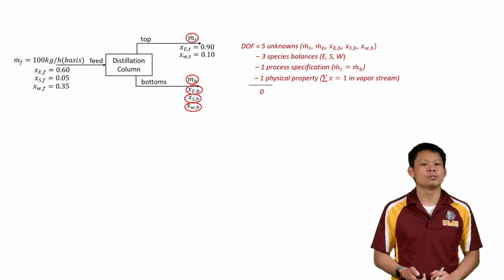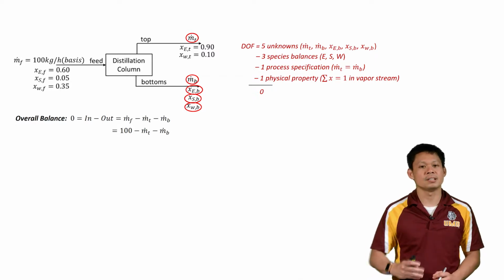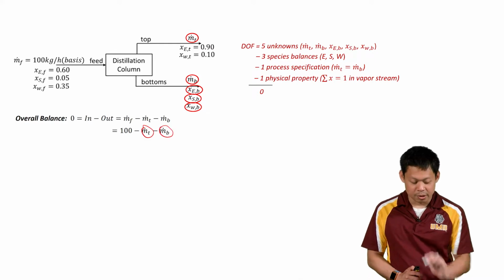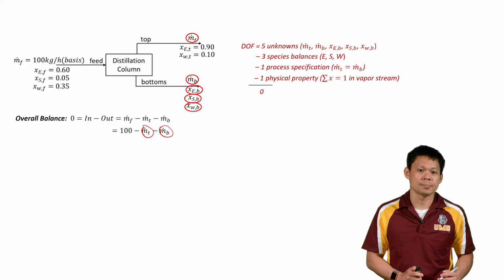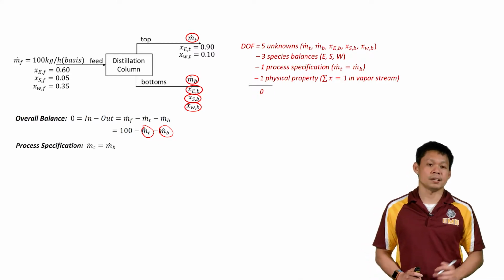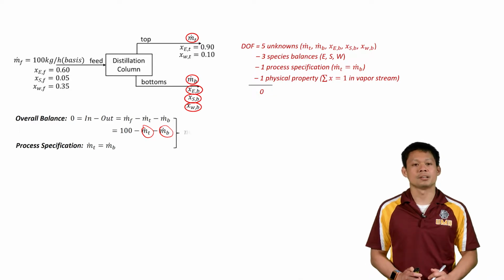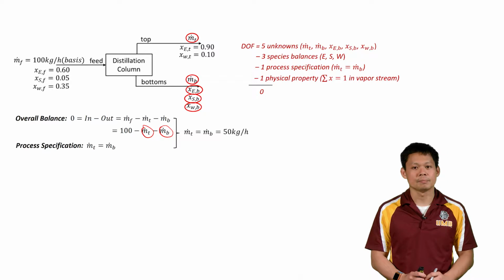So let's write our overall balance. 0 equals in minus out. We have MF coming in, which is 100, and then we have MT and MB as our unknowns. So in this case, we have 2 unknowns down here, but you'll realize that these 2 are the same unknowns as our process specification. So we can use our process specification and solve the overall balance simultaneously with our process specification, and you can see that they are both 50 kilograms per hour.